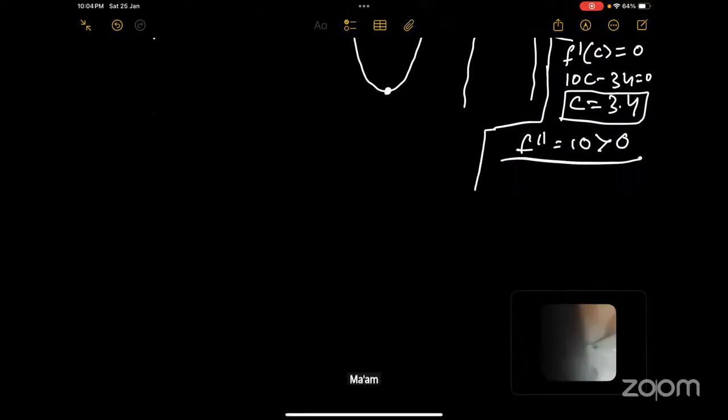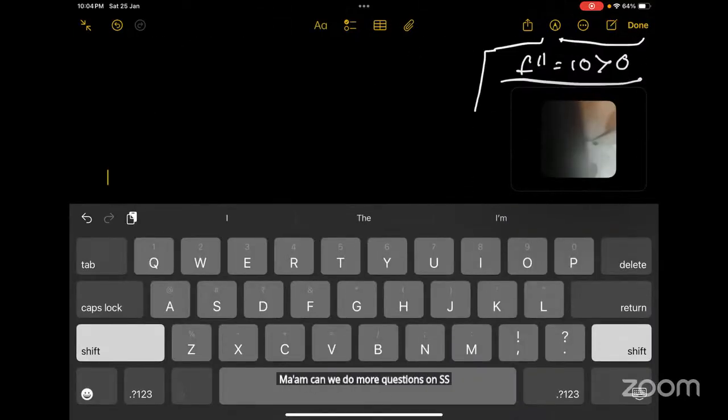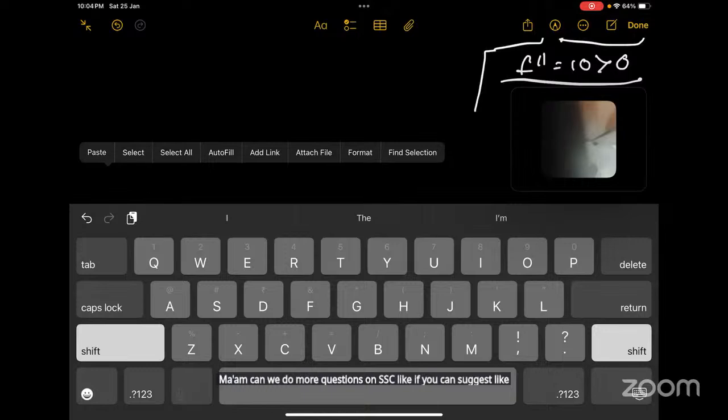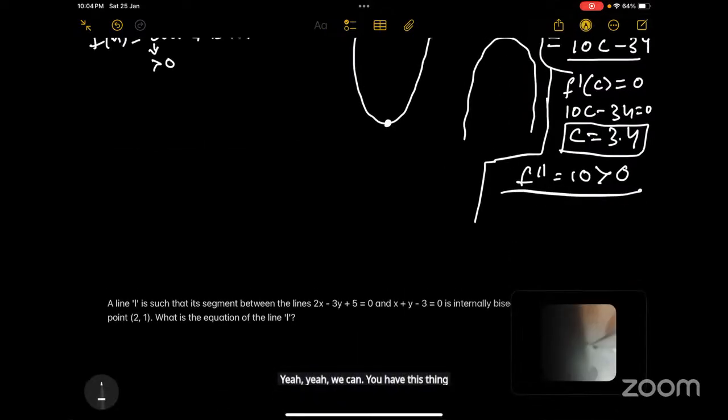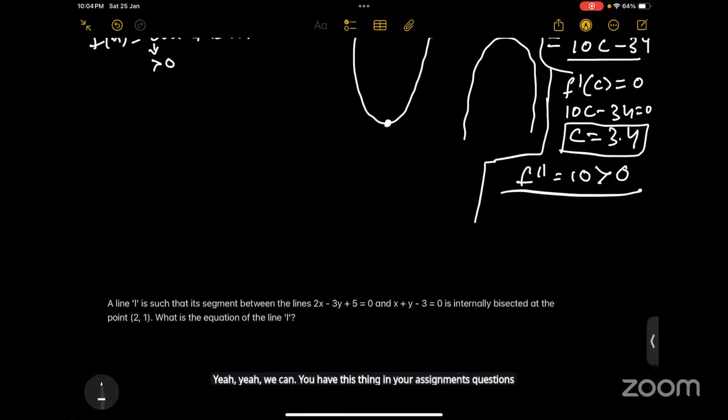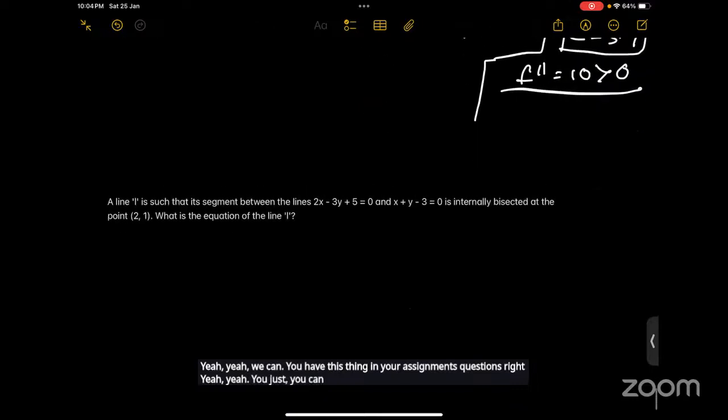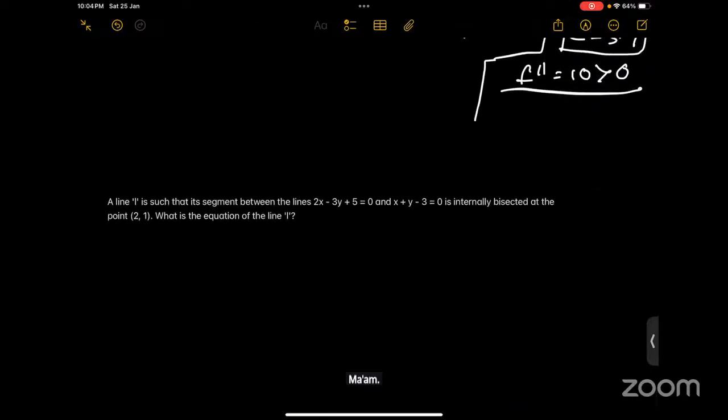Ma'am, can we do more questions on SSC? If you can suggest. Yes, we can. You have this in your assignment questions. Easy questions, I'll try it. Ma'am, could you please help with 2.10 assignment question number 1 and 2? Okay, assignment questions we will see, but not in this session. In the next session, we have the doubt solving session.